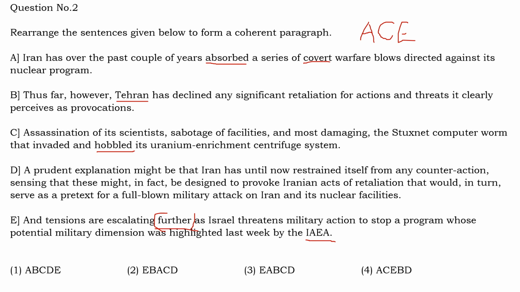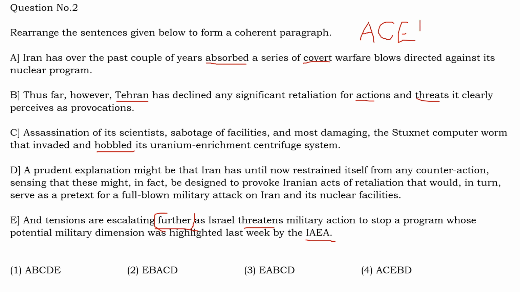So Tehran has declined any significant retaliation, meaning Tehran has not done any retaliation for actions and threats. So actions means the actions we are talking about in C, and threats means the threats Israel is making. So this will confirm to you that CE should be stated before B.